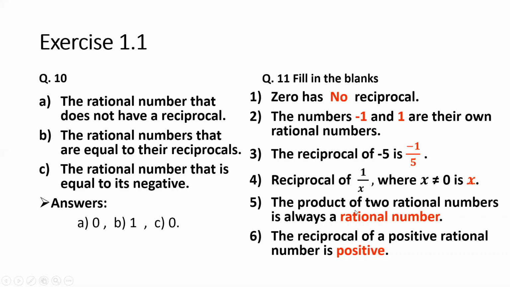The product of two rational numbers is always a rational number according to which property? Closure property. That multiplication of rational numbers is closed, or rational numbers are closed for multiplication. Next, the reciprocal of a positive rational number will always be a positive number.